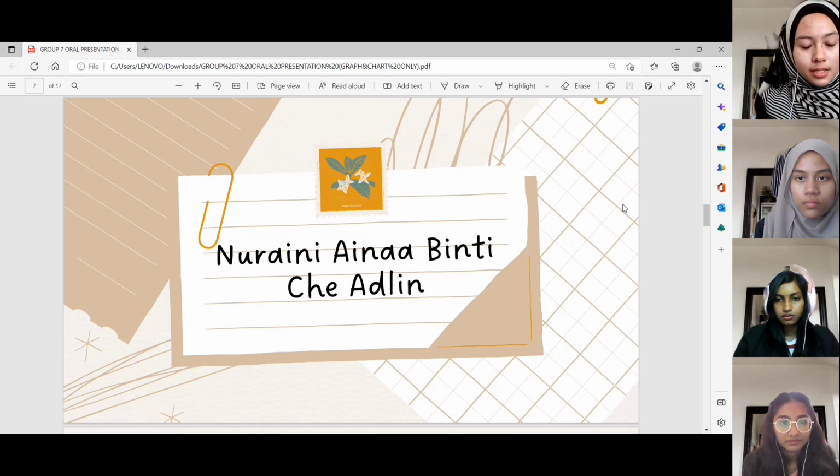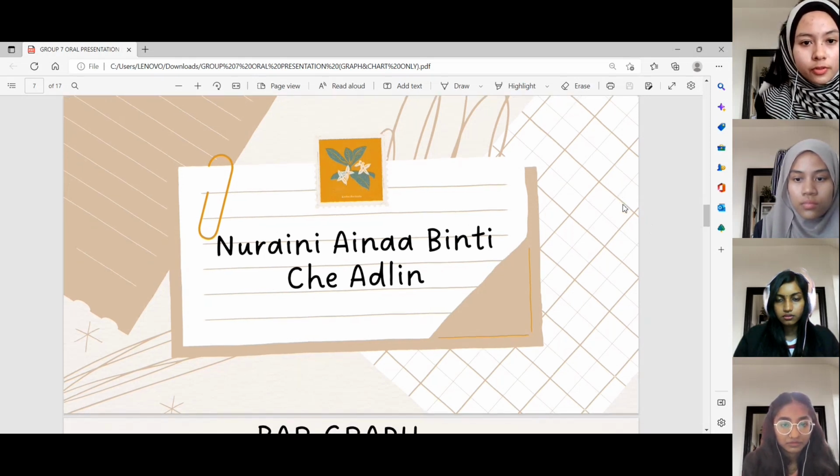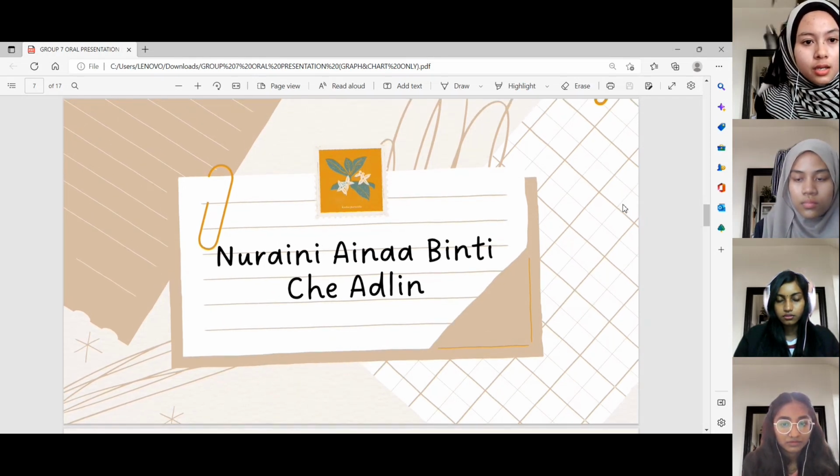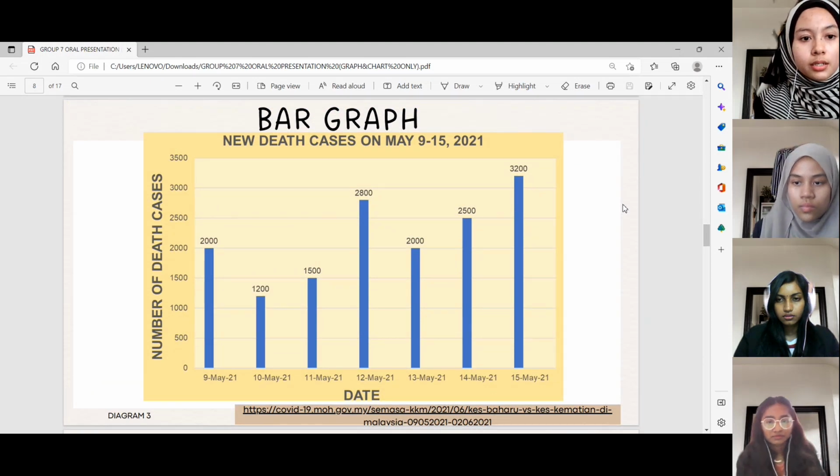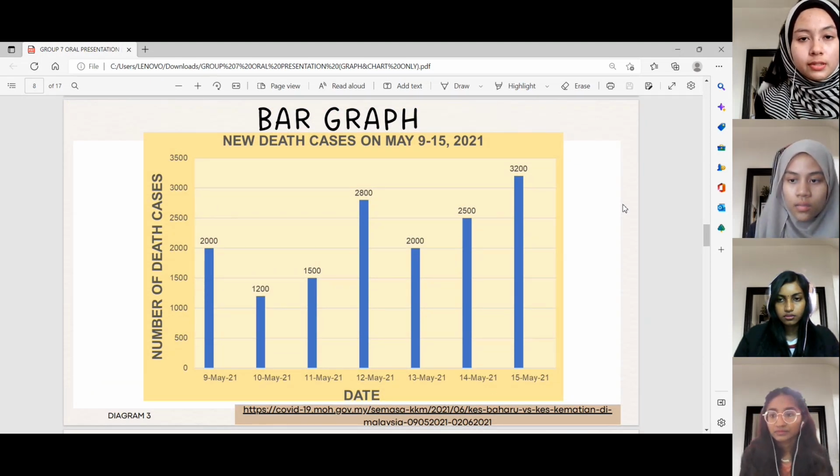Hi, I am the second presenter for the first bar graph. Introduction. The graph above shows new death cases from 9 until 15 May 2021. The total number of new death cases involved in the survey was 15,200 cases.